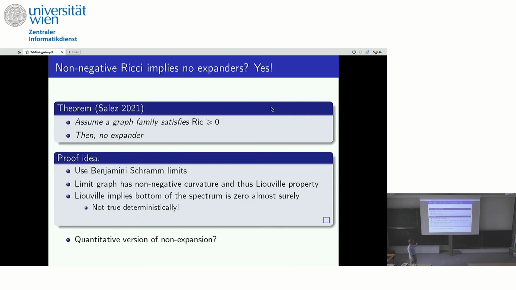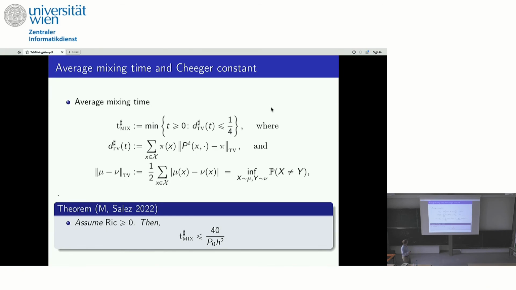As I told you, Justin Salez was proving this theorem using the Benjamini-Schramm limit, but there was no quantitative version yet. So how does the quantitative version work? Here we introduce some average mixing time. That's the time it takes until the heat kernel integrated over both directions is close to equilibrium in L1 norm.